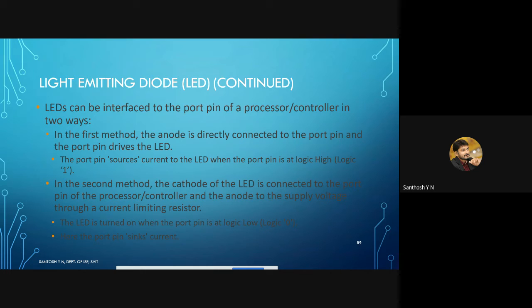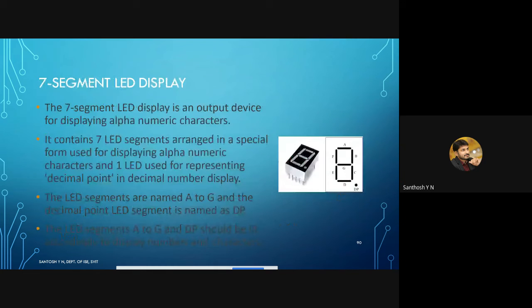In the second method, if you connect the cathode terminal of the LED to the processor or controller port pin, then also the LED will not glow on its own. As I have already told you, both pins should be connected to the positive and the negative terminals of the battery. If I have already connected the cathode terminal of the LED to the port pin and you are giving logic 0 to it, it will glow only when the anode pin is connected to the positive terminal of the battery. So this is how you can configure the LEDs, either by connecting the anode or the cathode to the port pins of the controller or processor.